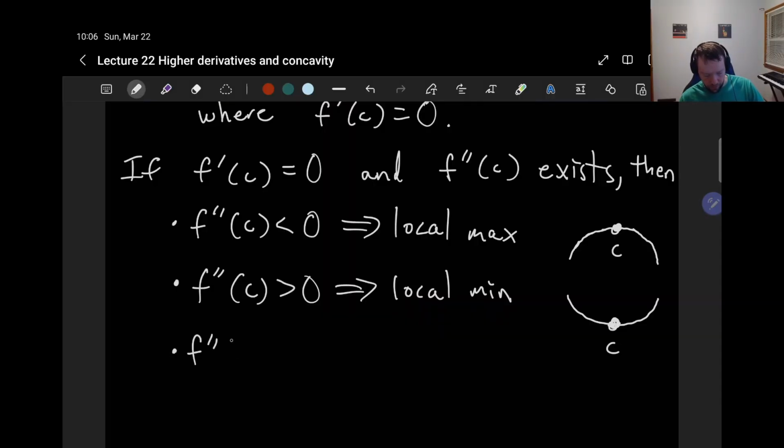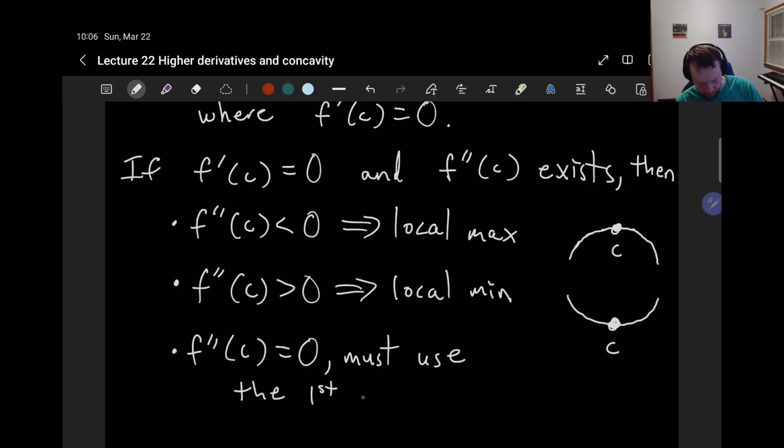However, you still have this other possibility of the second derivative being 0 at that point. And unfortunately, this means that the test is inconclusive. So if this happens, if the second derivative is 0 at your critical point, then you have to do something else. You must use the first derivative test. That'll do it for you. So this one is inconclusive.